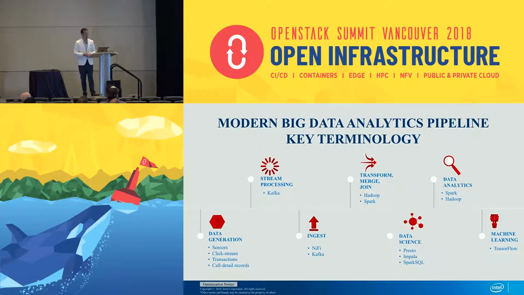So mapping some of the different tools to the different components of these pipelines: on the data generation side, from clickstream data, from different web applications, sensors, call detail records maybe, and then commonly used for streaming, we have people using Kafka, and then ingest, we see people ingesting directly out of Kafka, NiFi, or some sort of traditional application. And then using tools like Hadoop and Spark to transform that data into a more consumable format for analysis and various other data science activities.